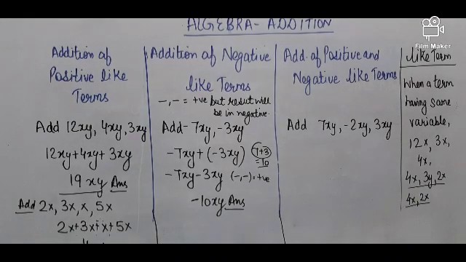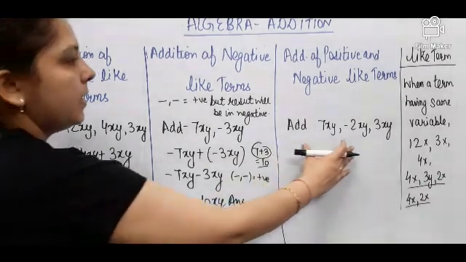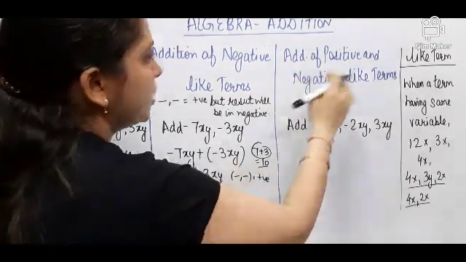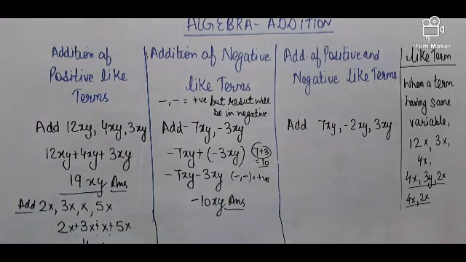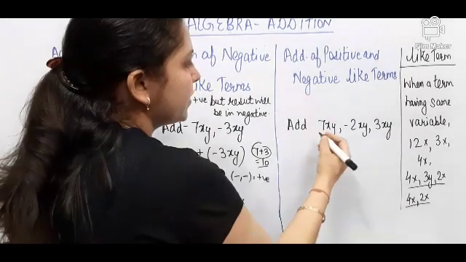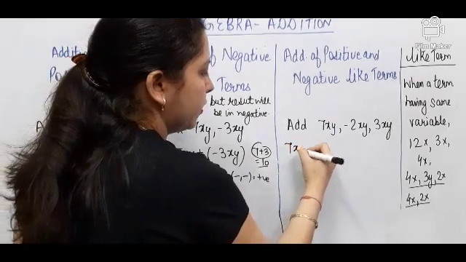I hope it is clear to you. Let's see now, addition of positive and negative like terms. Like terms means all the terms have the same variable, right? So now we have to add up all of these.